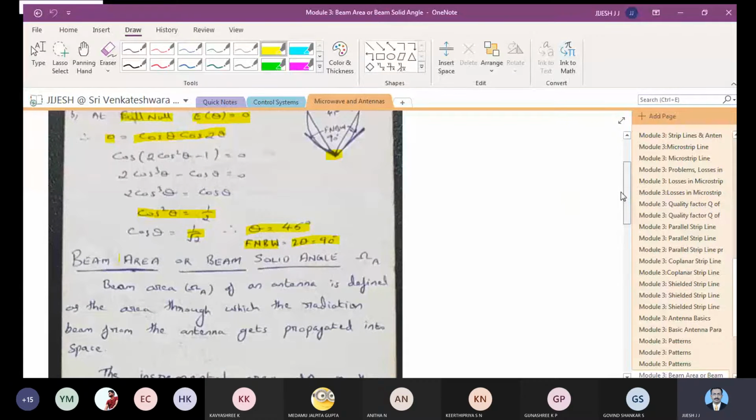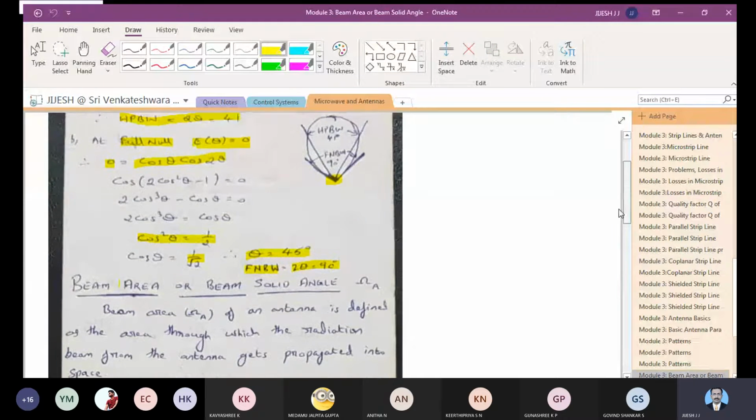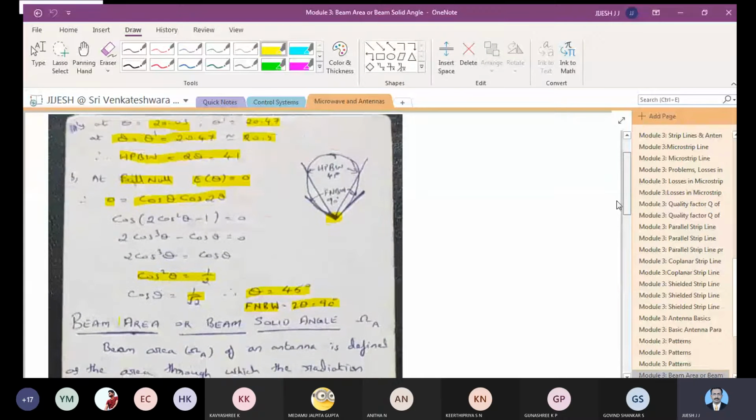Here you might have observed that you are getting half power beam width as 41 and first null beam width as 90 degrees. So once you have covered all these things, we will discuss the beam area and beam solid angle, which is given as omega A.